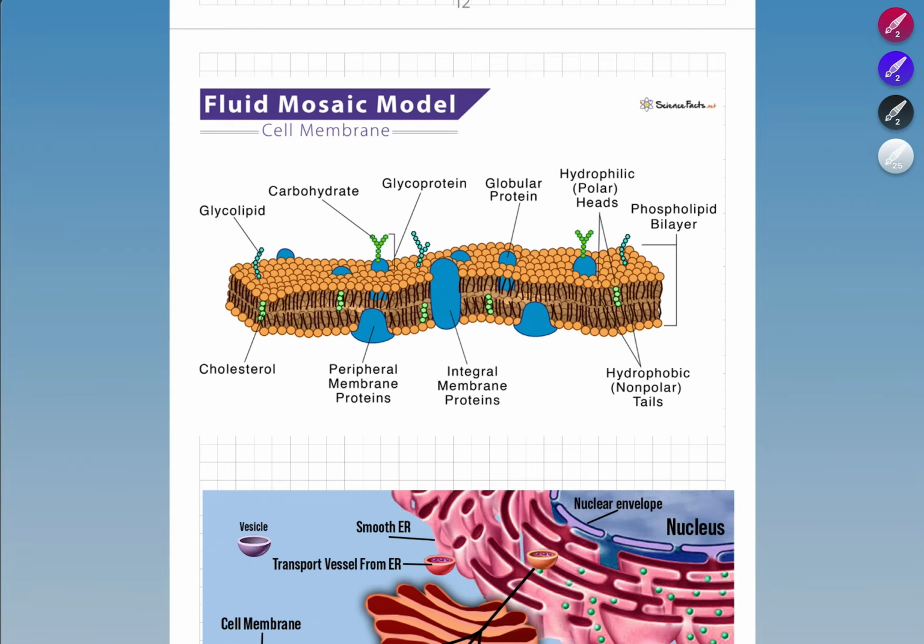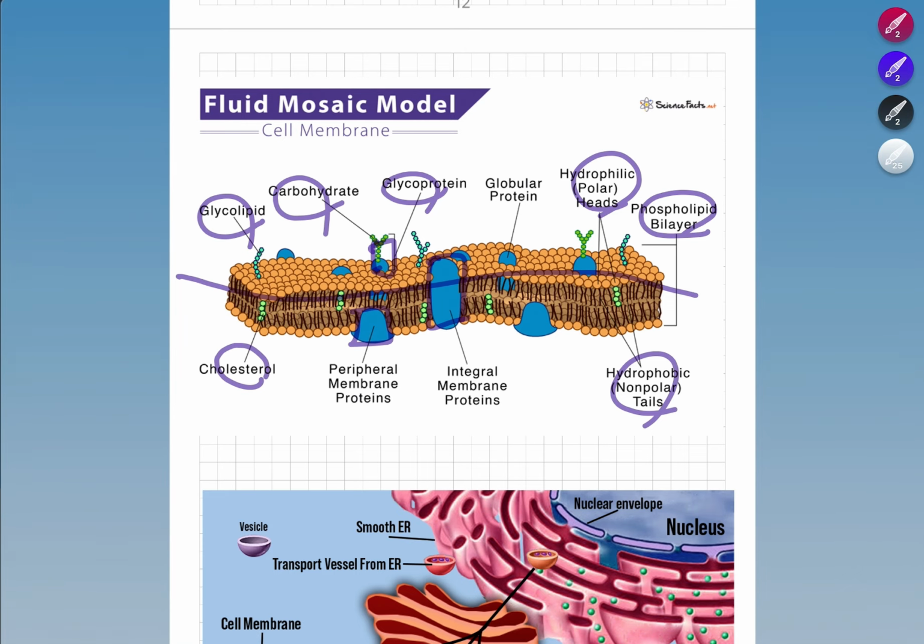Next is the fluid mosaic model, and it is basically the phospholipid bilayer, where it has the hydrophilic heads and the hydrophobic tails and all the stuff that is embedded within it. So all these glycoproteins, glycolipids, cholesterol, carbohydrates, and stuff. I don't think you have to memorize these individually, but what you have to know is that in the fluid mosaic model, the fluid part means that these embedded proteins or carbohydrates are free to flow around.